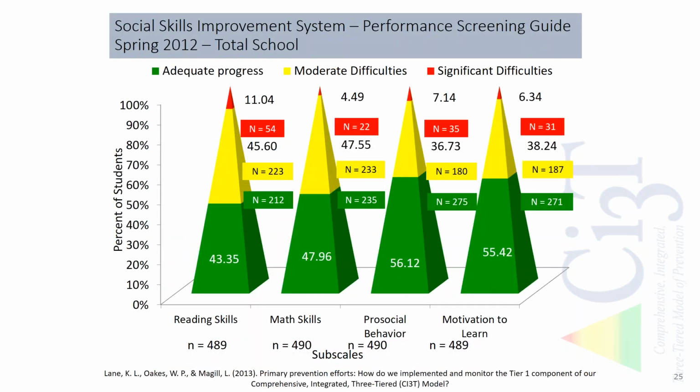So one of the first things we encourage people to do is take a snapshot of their school as a whole. These are data from a school on the East Coast, and this is from the Social Skills Improvement System Performance Screening Guide. This screener gives you information on reading skills, math skills, pro-social behavior, and motivation to learn. Now, these data suggest it's actually not close yet to 80% of the students scoring in the low risk category.